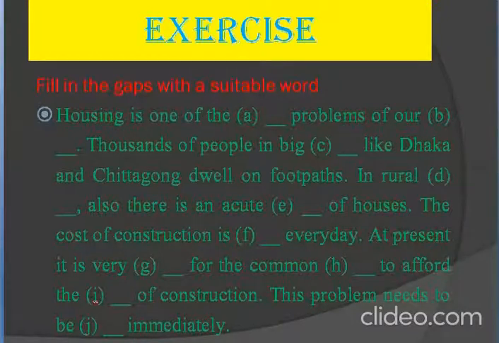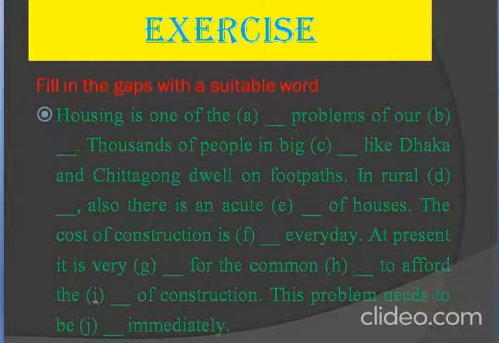Okay, so now I'm going to complete the gaps. Housing is one of the blank problems. Look at gap number A. The is an article, problems is a noun. So here use an adjective. Is one of the biggest problems, is one of the greatest problems of our blank. Remember, after a possessive case, use a noun. So of our country. Thousands of people in big blank like Dhaka. Big is an adjective. So after an adjective, use a noun. Big cities like Dhaka and Chittagong dwell on footpaths.